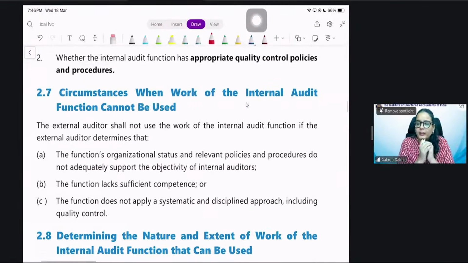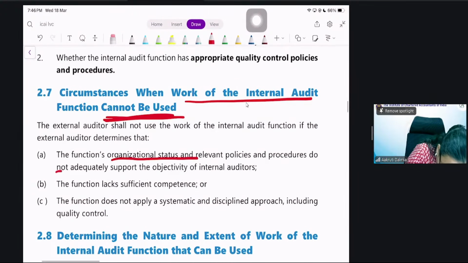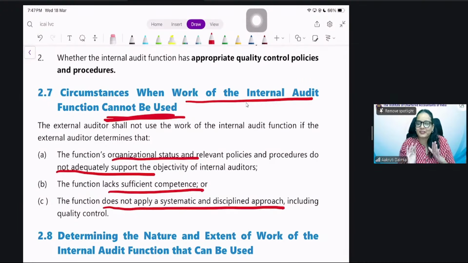So to use an internal auditor's work, check objectivity, check competence, check systematic approach. Now, when not to use the work? When the work of the internal auditor cannot be used? It's such an easy answer. When the organizational status is not supportive, when there is lack of competence, when it does not apply a systematic and disciplined approach, reverse. Okay. So when organizational status is not there, when competence is not enough, and when a systematic and disciplined approach is not applied, that time you cannot use internal audit work.